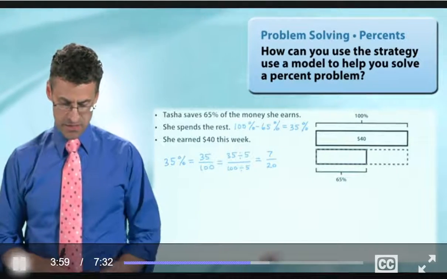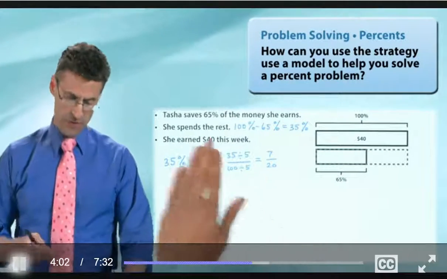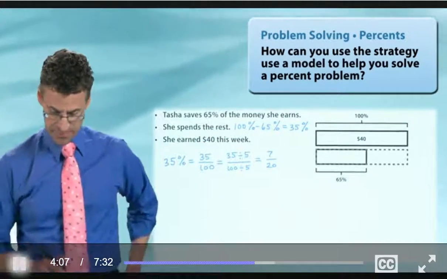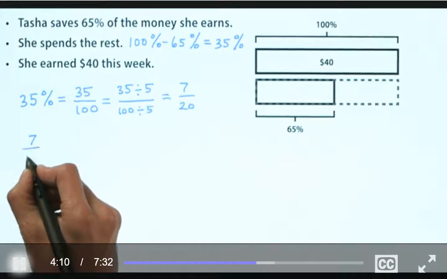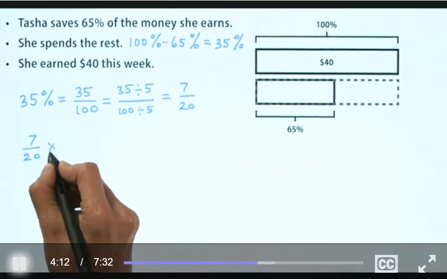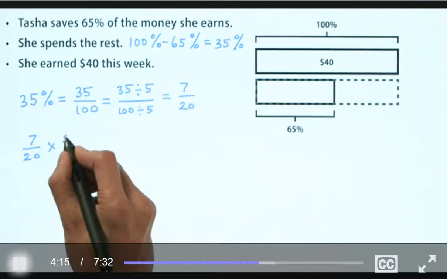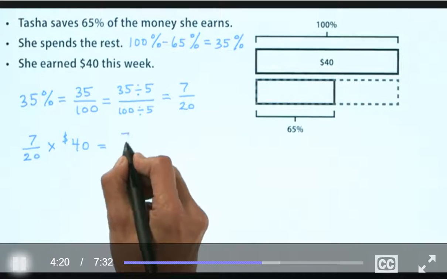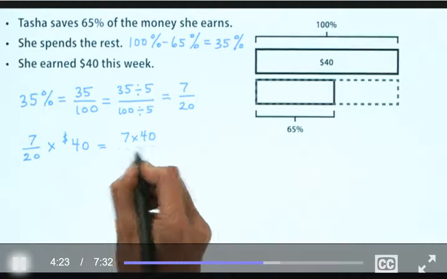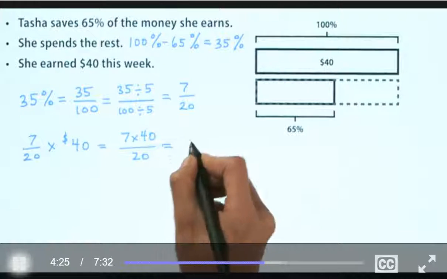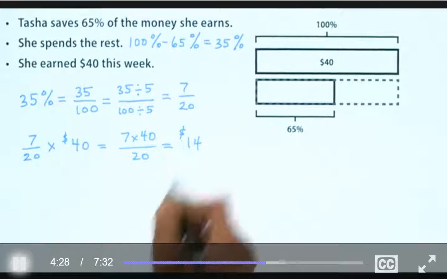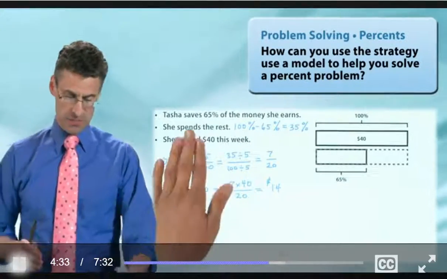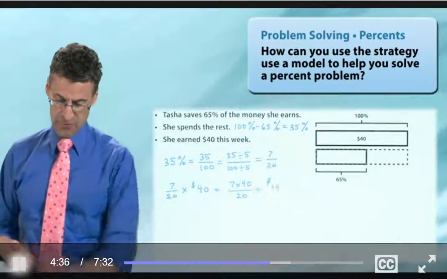So what I've got to figure out is what is 7/20 of $40. That's how much money she spends. So let's think about that. That is going to be 7/20 of is my cue for multiplication, times $40. And so how do I do that? Well, that's just going to equal 7 times 40 over 20. And when you compute that, you see $14. So $14 is the amount of money that Tasha spends, because that's 35% of $40.